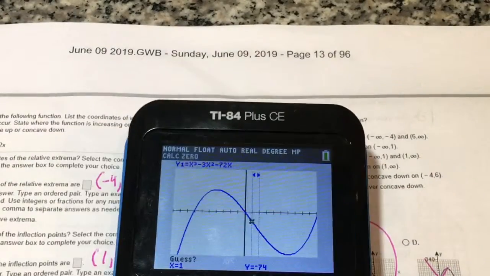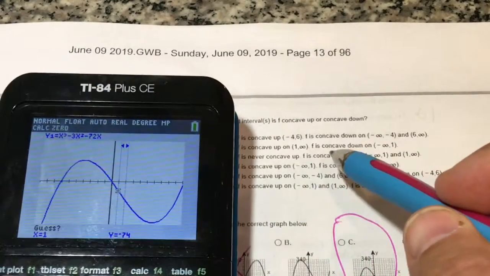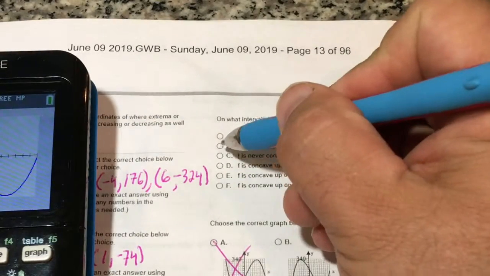Intervals where it's concave up and concave down: concave up from 1 to infinity, concave down from -infinity to 1. It's going to be choice B.